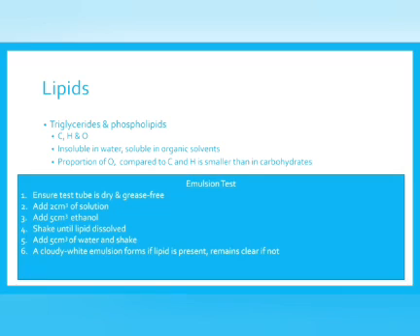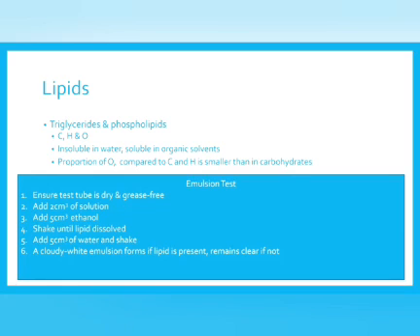So lastly, we need to know how to test for the presence of lipids, and we do this using the emulsion test. So first of all, we're just going to ensure our test tube is dry and grease-free. We're then going to add 2 centimetres cubed of a suspected lipid solution. To that, we add 5 centimetres cubed of ethanol and shake it until the lipid is dissolved. This works because lipids are soluble in organic solvents such as alcohol, and ethanol is obviously an example of that. So if it dissolves, that suggests it's a lipid.